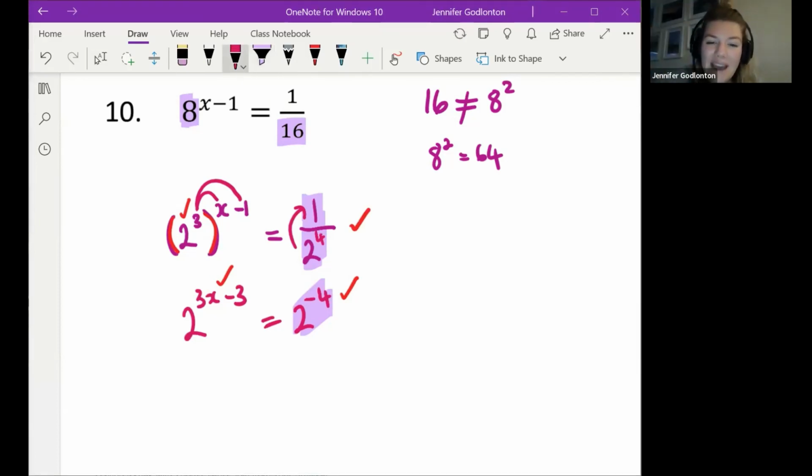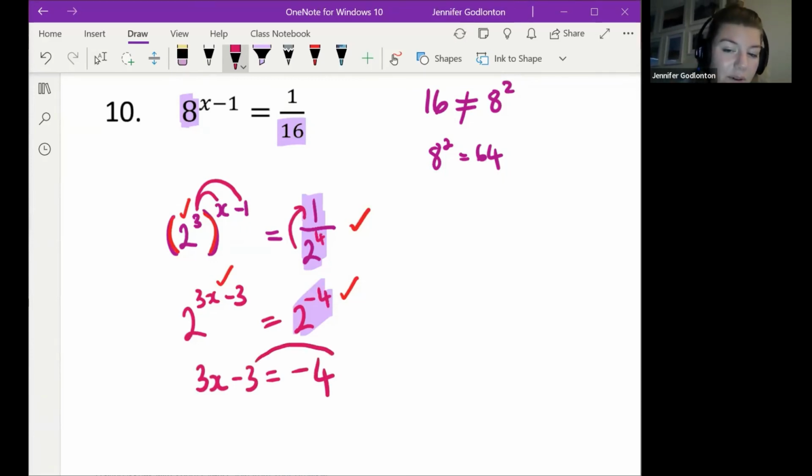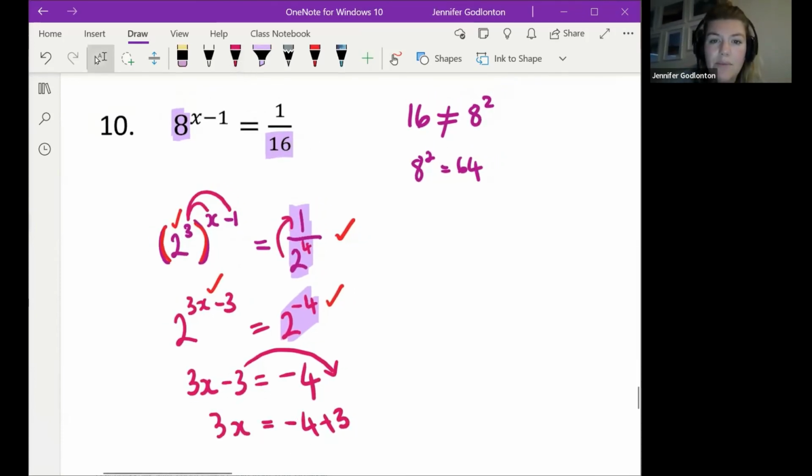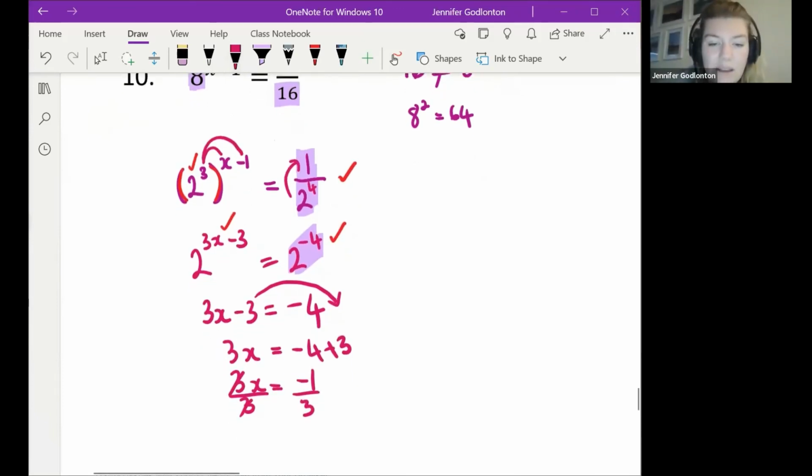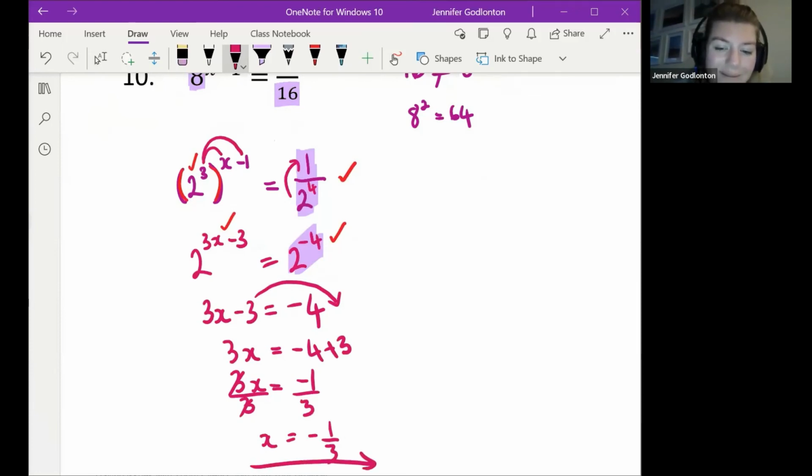Okay. From here, our bases are now the same as each other. They both have 2 on both. So now I can say my exponents are the same. So I can say 3x minus 3 is equal to negative 4. And then I'm going to move this 3 over. So 3x is equal to negative 4 plus 3, which means 3x is equal to negative 1. And then I'm going to divide both sides by 3. And so x is equal to negative 1 over 3.